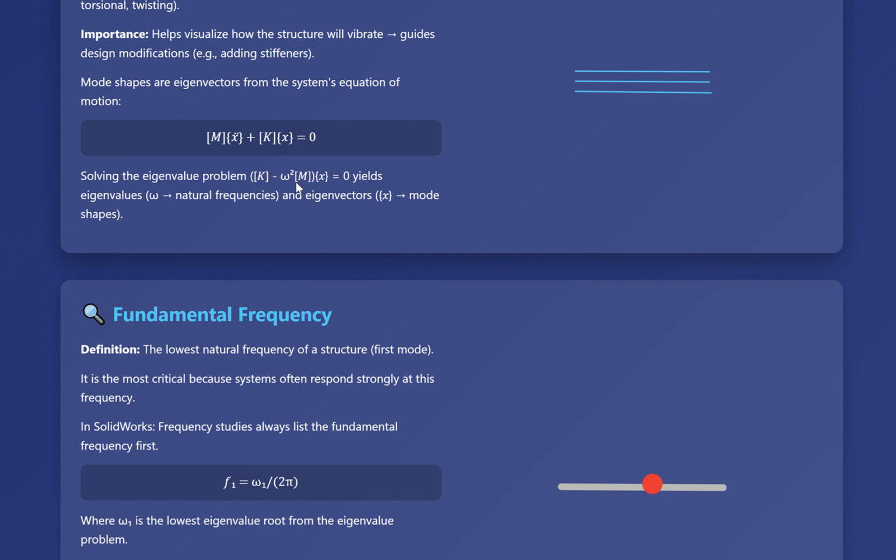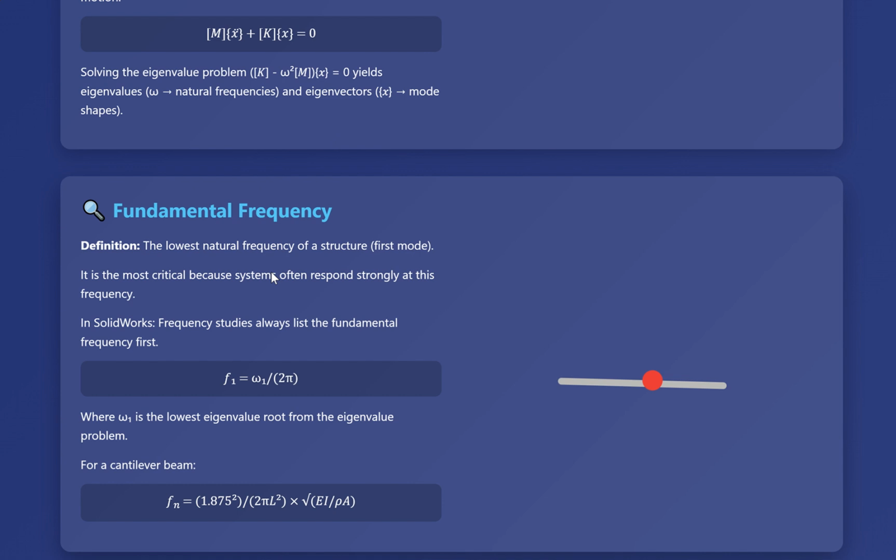Solving the problem will always give you the value omega as the natural frequency, and the eigenvector X as the mode shapes. So this omega will give you the natural frequency, and this X will give you the mode shapes or the eigenvectors. I'm not going to do the mathematics, but I'm going to demonstrate how we can visualize mode shapes from the equation.